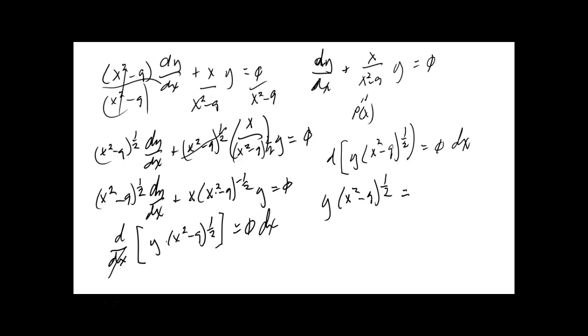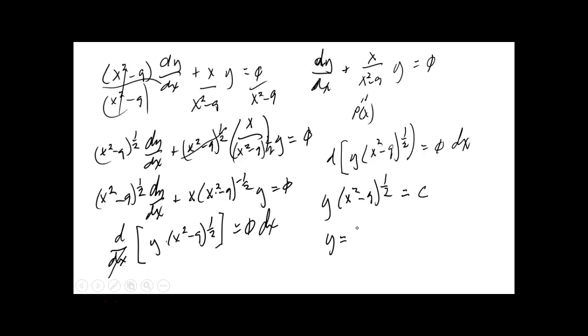What's the antiderivative of 0? A constant. Let's call it c for now. We may change our minds later. All right, what does that give us? y is equal to c over the square root of x squared minus 9, right? One parameter system.